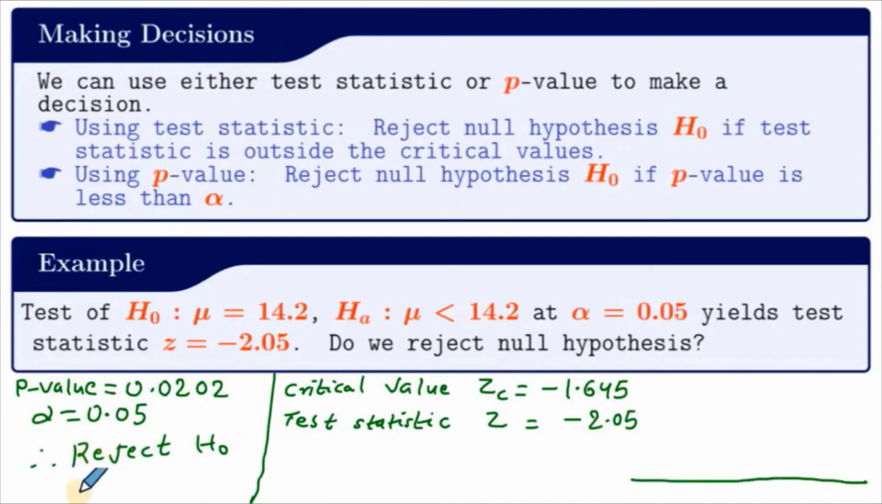Let me actually use a different color pen. If our critical value, negative 1.645 is here, then our test statistic, negative 2.05, is somewhere here. From here, we can see that test statistic is outside the critical value. So therefore, we reject our null hypothesis.